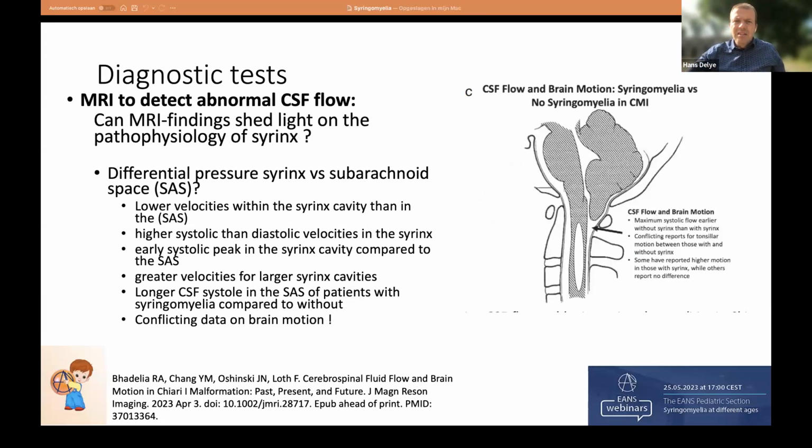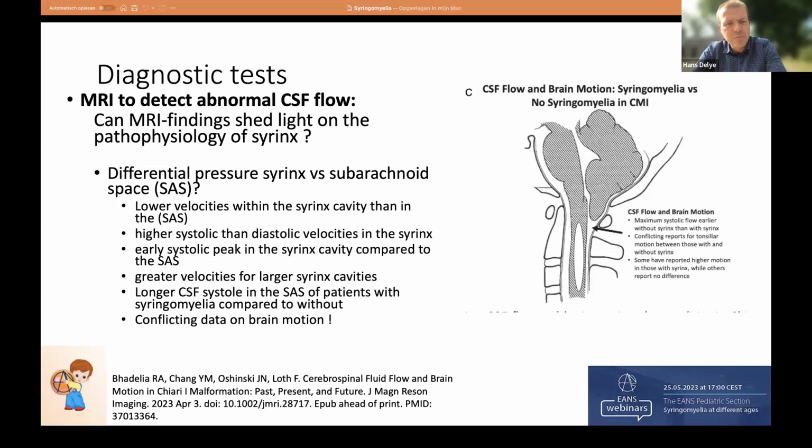And then the differential pressure in the syrinx versus the subarachnoid space can be examined with these techniques as well. And actually, it sheds some light on the pathophysiology, like Dominic told us already. What they see is that there are lower systolic and diastolic velocities within the syrinx cavity than in the subarachnoid space. So there is a difference in velocity and probably a pressure gradient. There's a higher systolic than diastolic velocity in the syrinx. So the pressure wave pushes fluid into the syrinx faster than it gets out. So that could also point towards how the syrinx can distend.